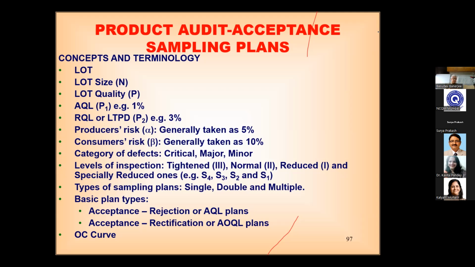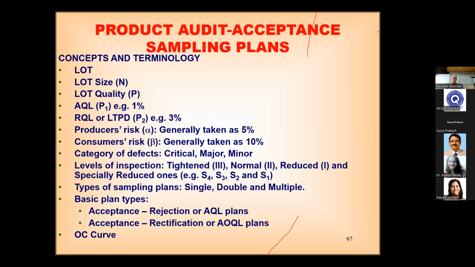Now, producer's risk. Every sampling will have some risk. Generally taken as 5%, producer's risk. Consumer's risk is taken as 10%. The producer's risk is the chance of rejecting a good lot. Consumer's risk is the chance of accepting a bad lot. You see? Normally, we categorize the defects into critical, which is functional. For example, for a container, it can be leakage. Major, it may be a scratch. Minor, it can be slight shade variation.